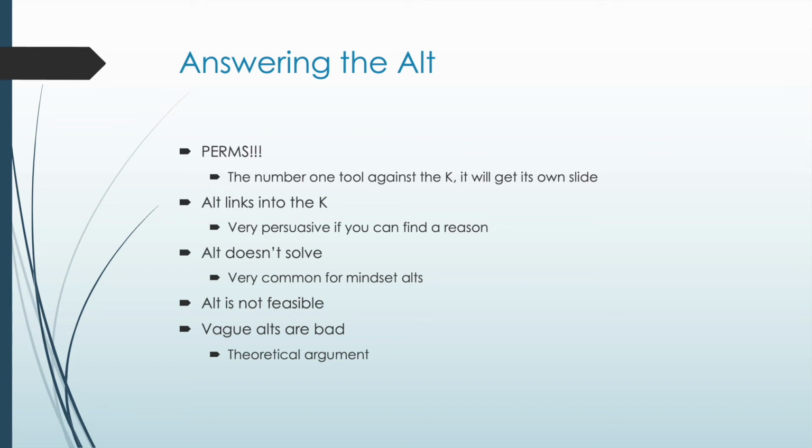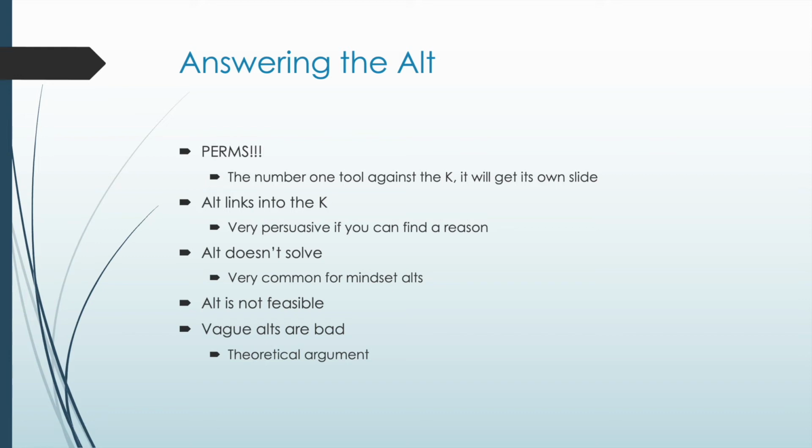You can also make the claim that the alt doesn't solve. This is a very common argument against mindset alts because remember, mindset alts are more abstract than the pragmatic types of alts, which again is covered in the Intro to K video. So if you can argue that the alt doesn't actually do anything, why would we vote for it, right? Just like taking out solvency on an AF. If the alt doesn't solve, I don't vote on it.